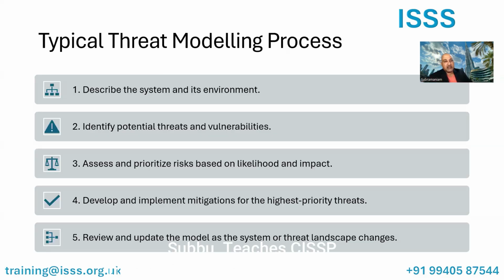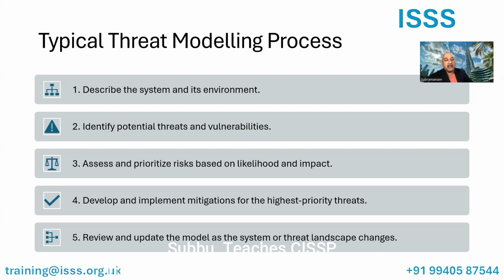Threat modeling process: describe the system and the environment, and identify the assets. For example, for PCI DSS, it's the card data environment and cardholder data. For the GDPR, UK GDPR and EU GDPR, it's going to be where the personal data is in transit, where personal data is at rest, and where personal data is in use.